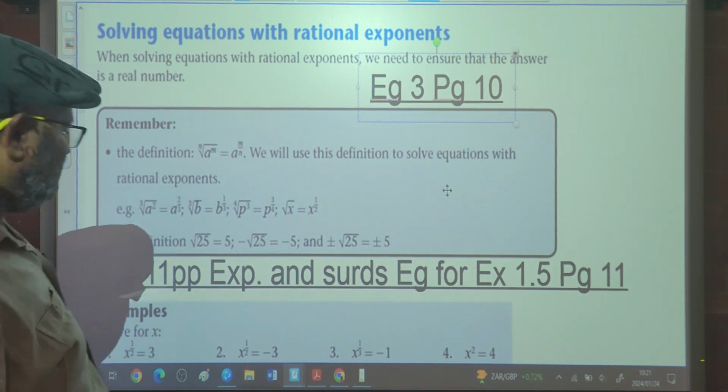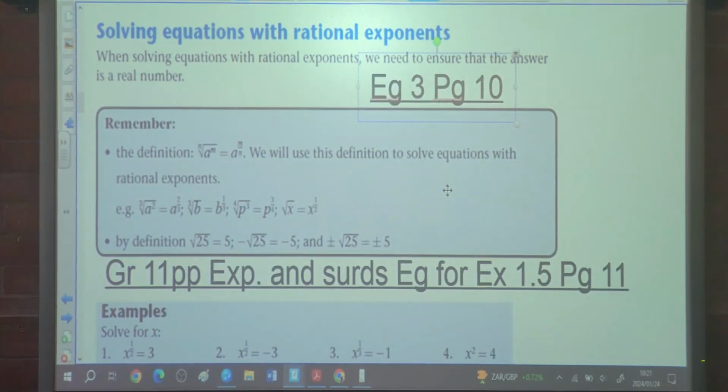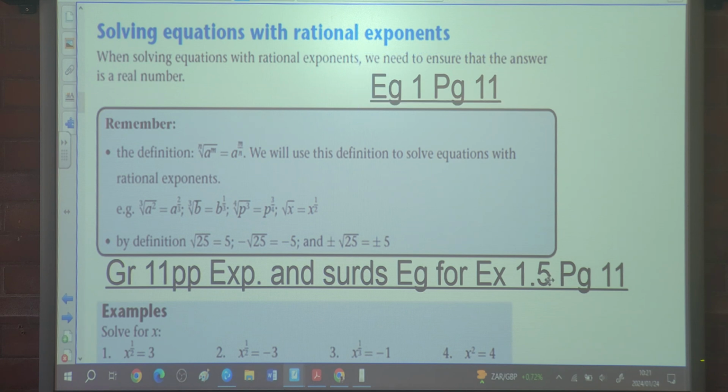This is example 1 on page 11. However, it's for exercise 1.6 on page 13. Okay.